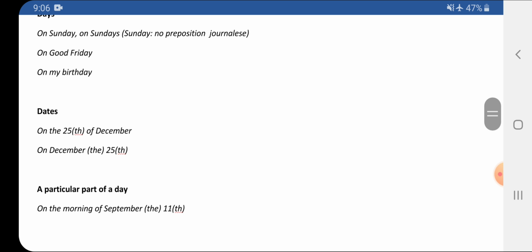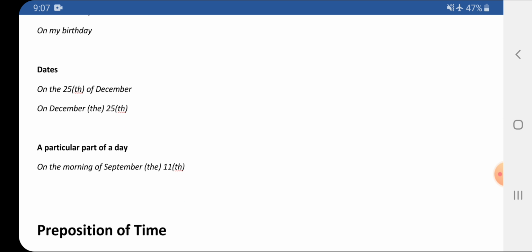Okay. Next thing is before the dates of the month. Try to remember, if it's a name of a month, you are going to use in. But if it's a date of that particular month, you have to use on. For example, on the 25th of December, on 15th of August, or you can say it the other way, on December the 25th. Both the structures you can use. There is no problem with that.